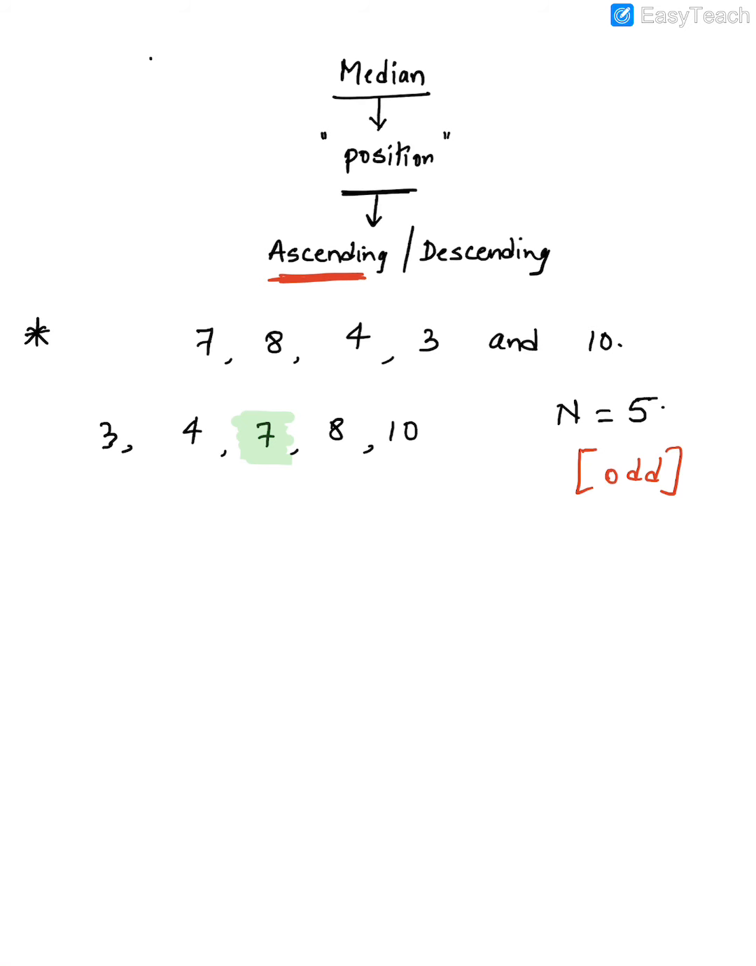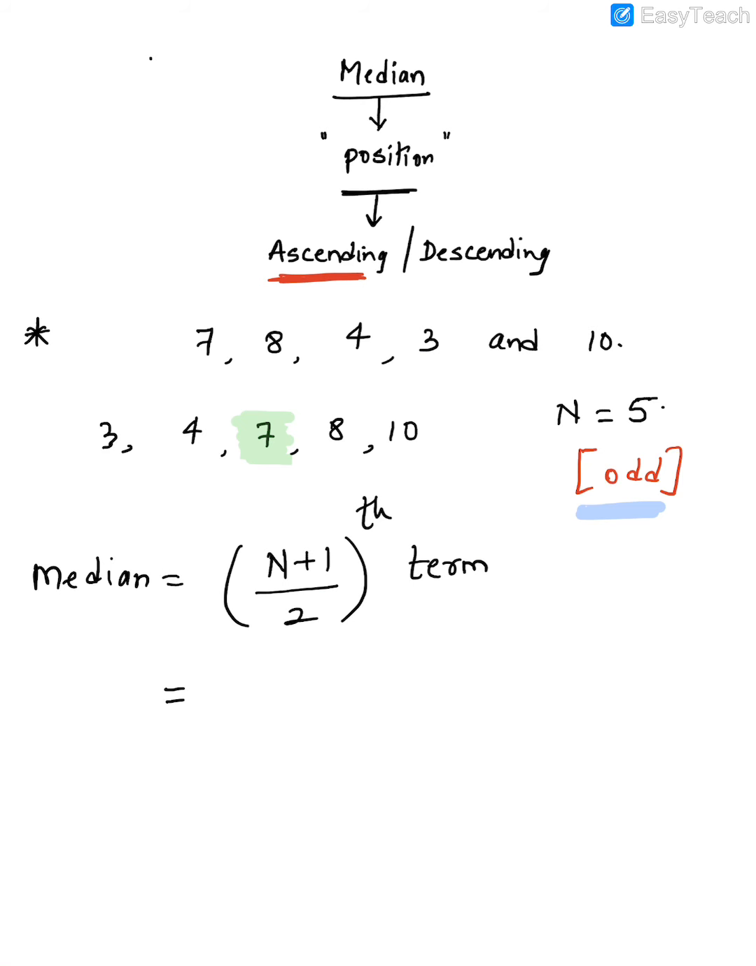So how to write it with the formula? The formula depends upon whether the number of observations is odd or even. Here, since the number of observations is odd, the median is equal to the (n plus 1) upon 2 raised to th term. Got it?